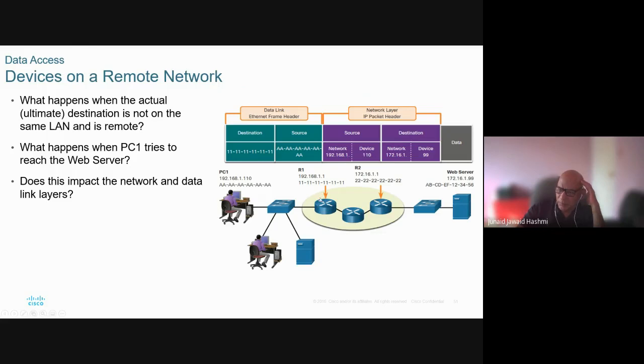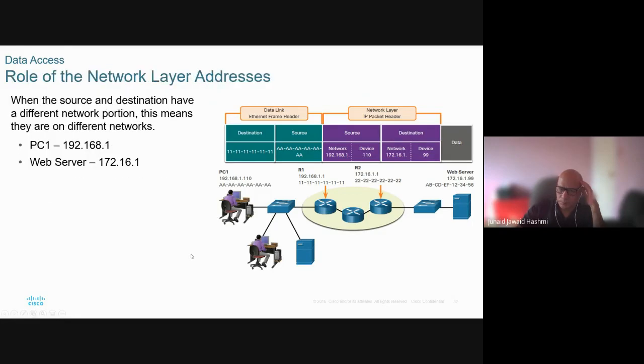And when it goes from one network to another network, the source MAC address changes. But the IP address never changes. So if you see, the source IP address will stay the same. Only the network address changes. So when the web server receives the packet from PC1, it will still receive the source IP address as 192.168.1.